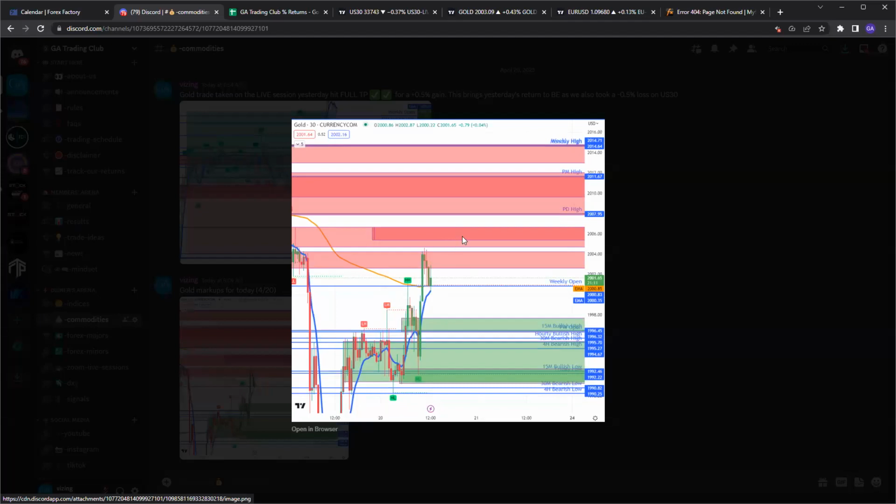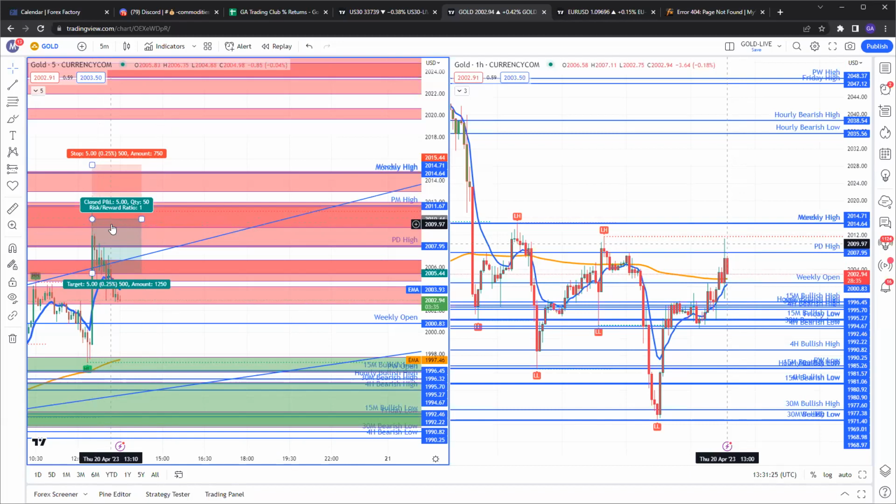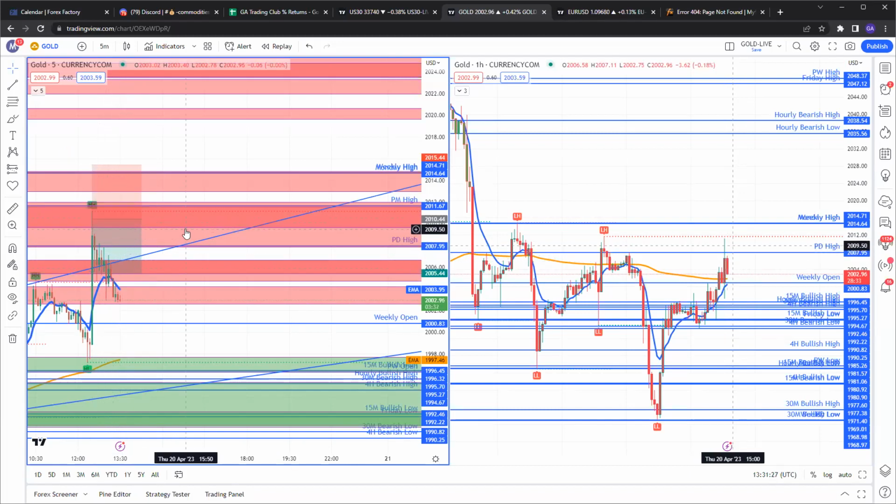So you can see there was a gold markup around 2011, which is also close to the previous monthly high. So we had a supply zone within a supply zone. So once this news candle closed in the sell zone, in that supply zone within a supply zone, I just entered a sell on gold.